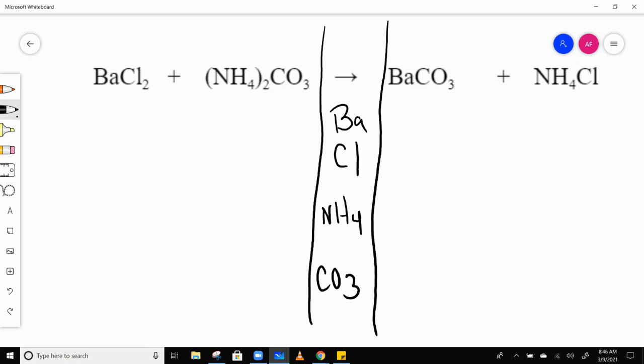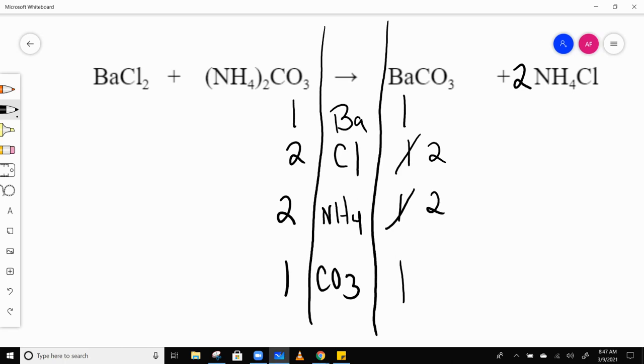Here, let's do our initial count. We have 1 barium, 2 chlorines, 2 NH4s, and 1 CO3. Again, that makes it so much easier, right? We don't have to count each individual atom. We can just count the polyatomic ions. On the other side, we have 1 barium, 1 chlorine, 1 of those, and 1 of those. So 1 of each. All right. So here we need 2 more Cl's and 2 more NH4s. So we put a 2 here. And then we get 2 and 2. Super simple.